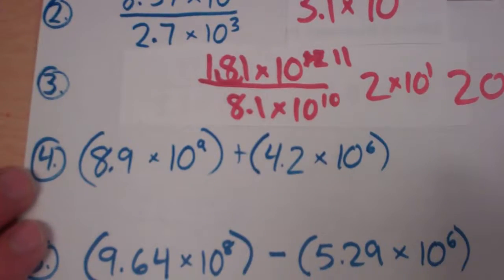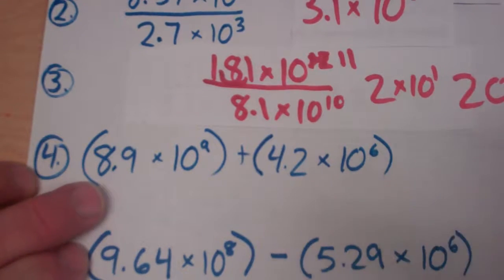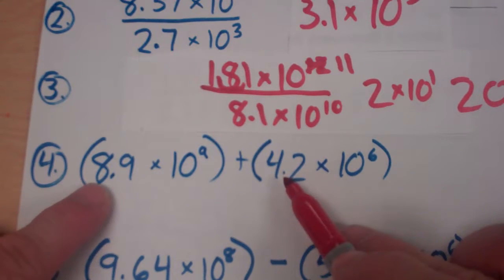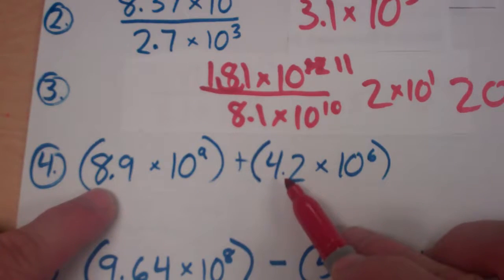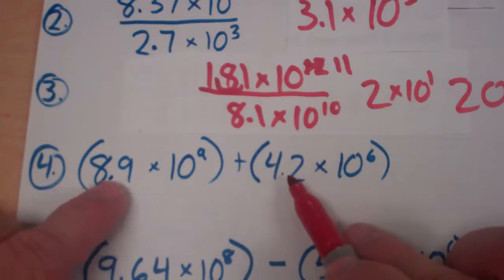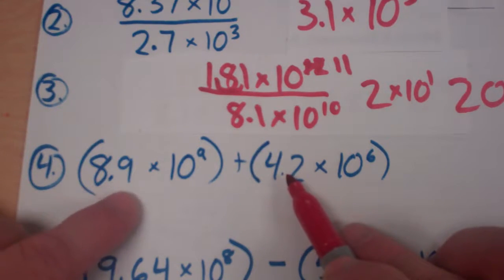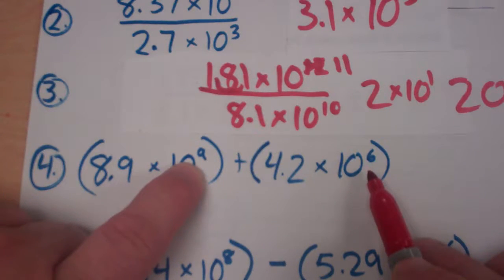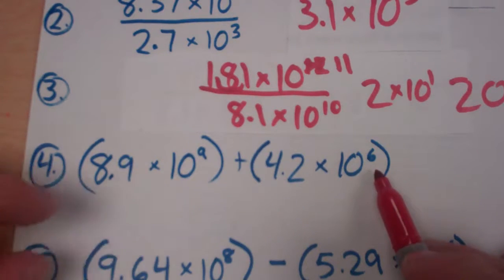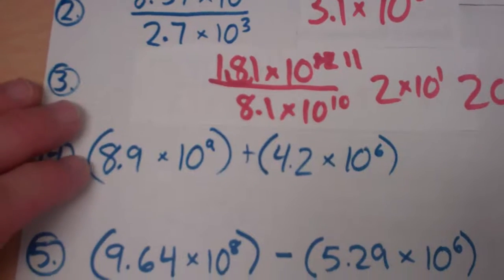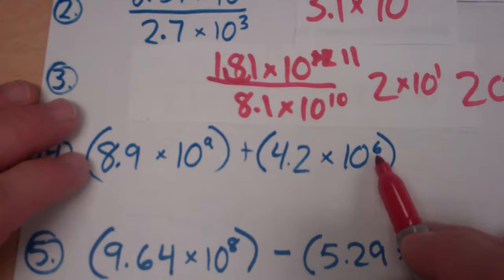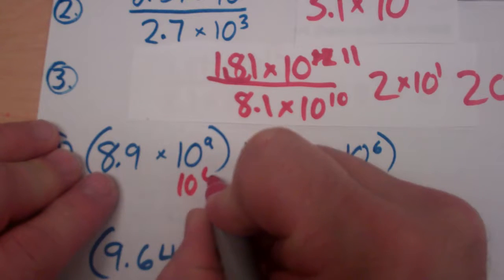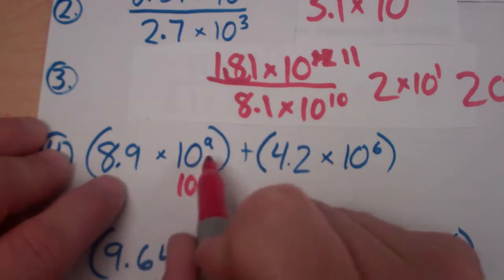Number 4, we're looking to add these things. The problem is, if these powers are different, that means the decimals aren't really lined up. We're used to lining up the decimals when we add them, but we can't because we've moved the decimal. They're actually not between the 8.9 and the 4.2. They're different places on these. One's in the 9th power, one's in the 6th power. These are different size numbers. And so one thing we could do is change them all to the same power. So I'm going to convert this to 10 to the 6th power. That means I need to move this decimal 3 times.